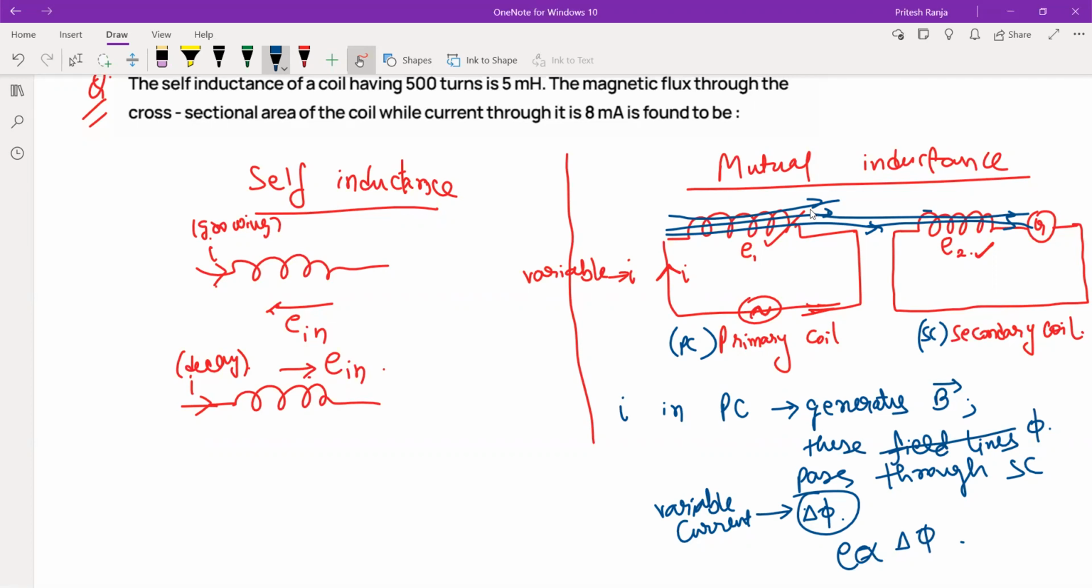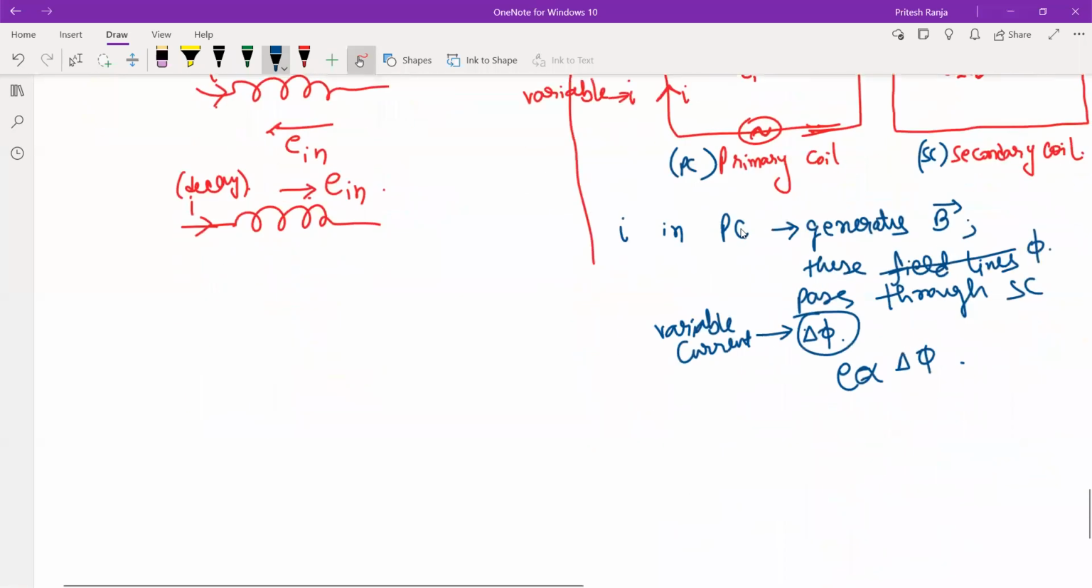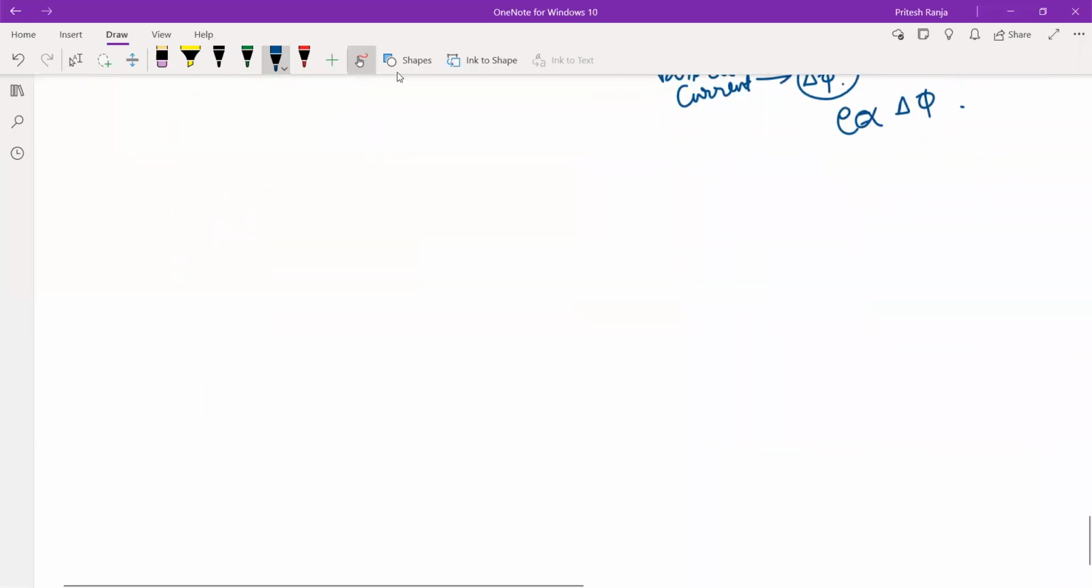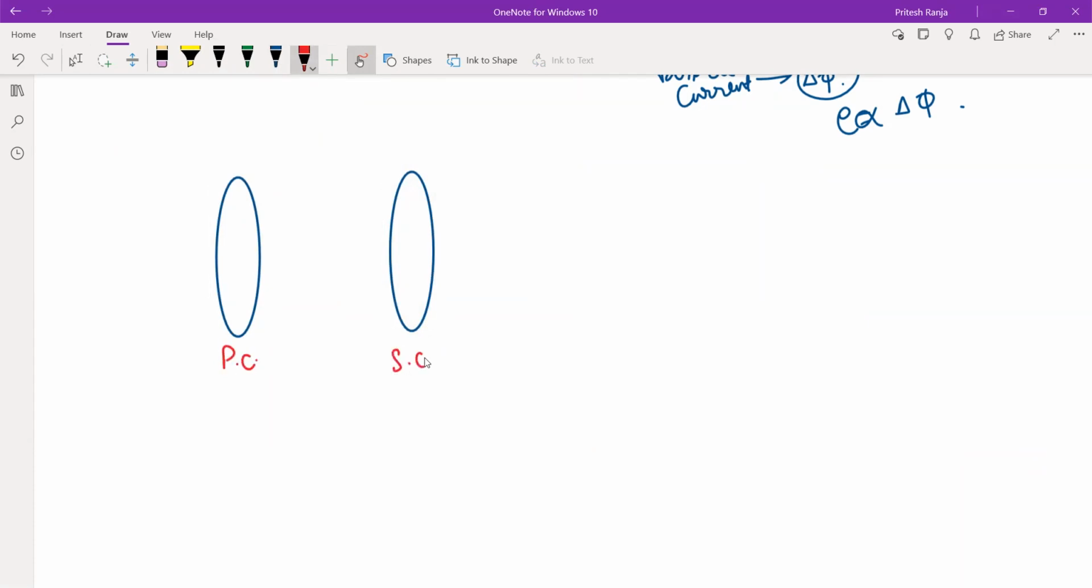So let us look at the two coils clearly. We will be looking at mutual inductance. Let us say this is the primary coil, this is the secondary coil. Through both the coils, what was happening? EMF was generated, one because of self inductance in the primary coil, and EMF was generated because of the mutual inductance in the secondary coil.